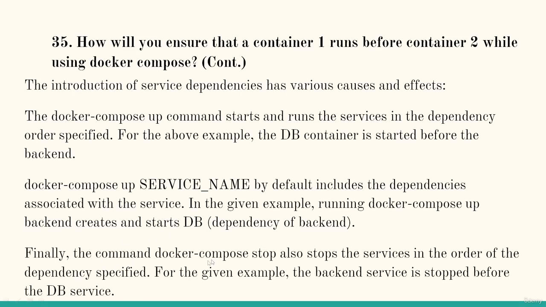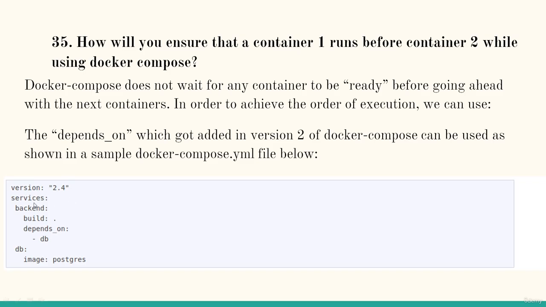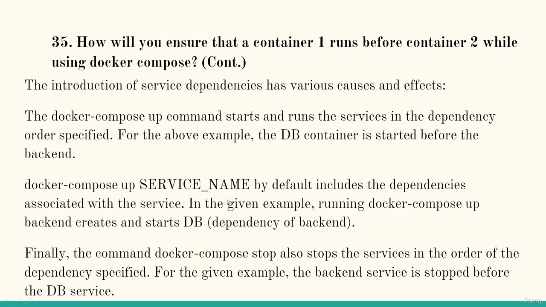Finally, the command docker compose stop will also stop the services in the order of the dependencies specified. For example, the backend service is stopped before the DB service. So if I return back here, when I create the backend, first it will create DB with this image, because it is depends_on. So when I stop or delete it, it will stop or delete the backend first, then it will stop the DB later. Okay, thanks for watching.